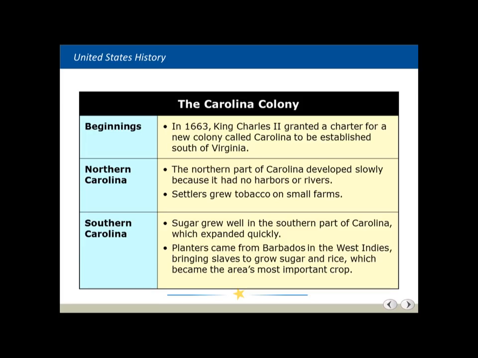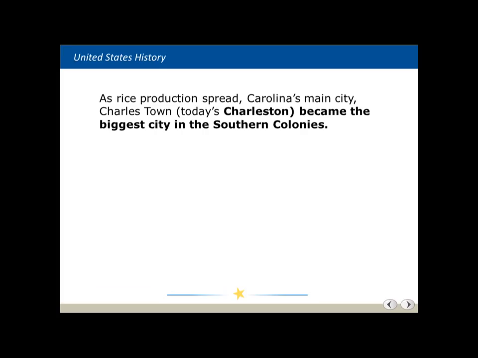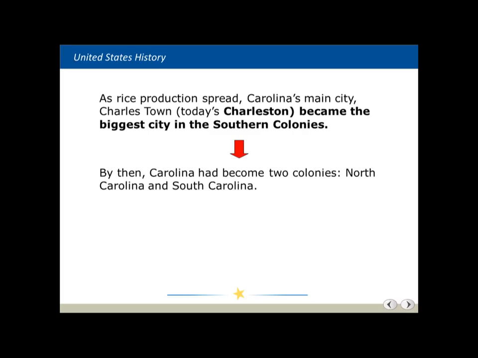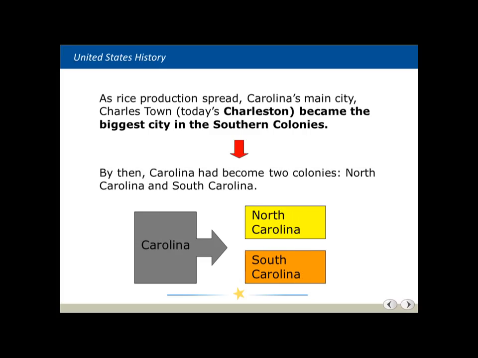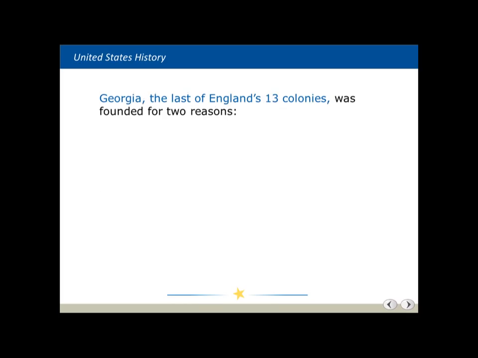Planters came all the way from the Indies. Again, they were bringing slaves to grow sugar and rice. This was an important crop, especially in that low-lying area, the Tidewater region. As rice production spread, Carolina's main city, Charlestown, okay, we call it Charleston today, became the biggest city in the southern colonies. By the way, the town was named Charleston after the American Revolution. As a snub to the English, we literally changed the names of English towns. But Charleston's a huge city in the South. Eventually, Carolina would become two colonies, north and south.